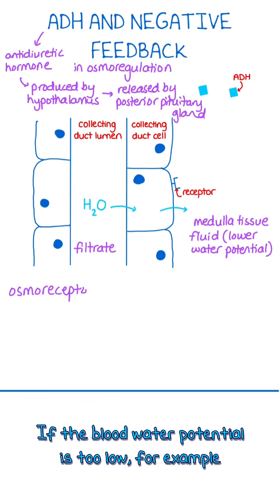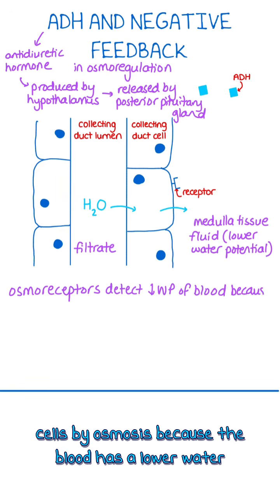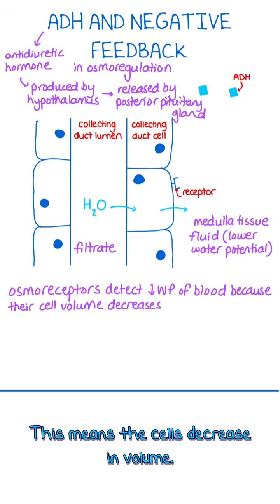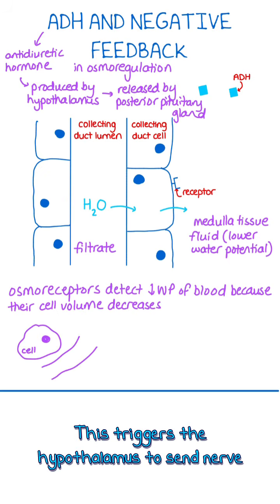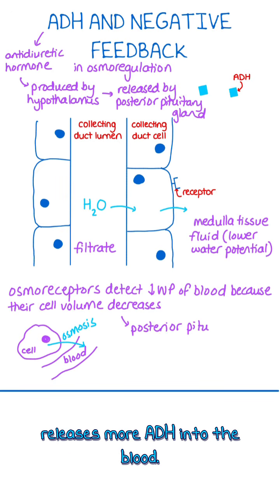If the blood water potential is too low, for example during dehydration, water moves out of the osmoreceptor cells by osmosis because the blood has a lower water potential than the cells. This means the cells decrease in volume. This triggers the hypothalamus to send nerve impulses to the posterior pituitary gland, which releases more ADH into the blood.